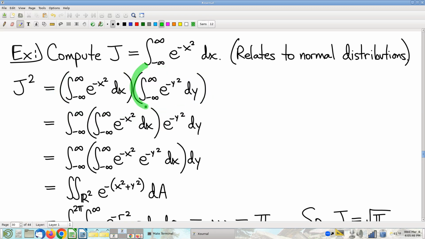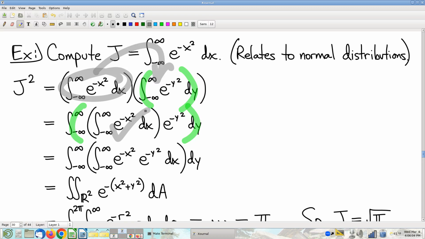Here's the first idea. Let's look at this dy integral. Don't forget that this thing over here is in fact just a number. It's J. It's some value. We don't know what it is yet, but it is just one value. It's a constant, and constants can go inside of integrals. That's just the linearity of integrals. Factor it into the integral. No problem.